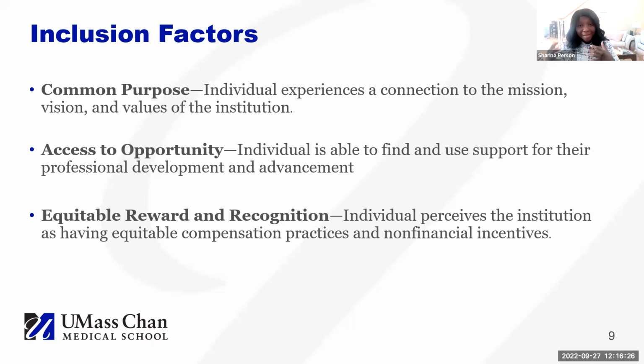Equitable reward and recognition. Now, this is an interesting one because this tends to be one of the inclusion factors that historically is low. And that is the individual perceives that the institution has equitable compensation practices and non-financial incentives, so people are being rewarded the same way. And I can tell you historically across all of the iterations of the DES, not just at UMass Chan, but across all organizations that have done the DES, that tends to be one of the lower inclusion factor scores, where people just don't feel that is the case.